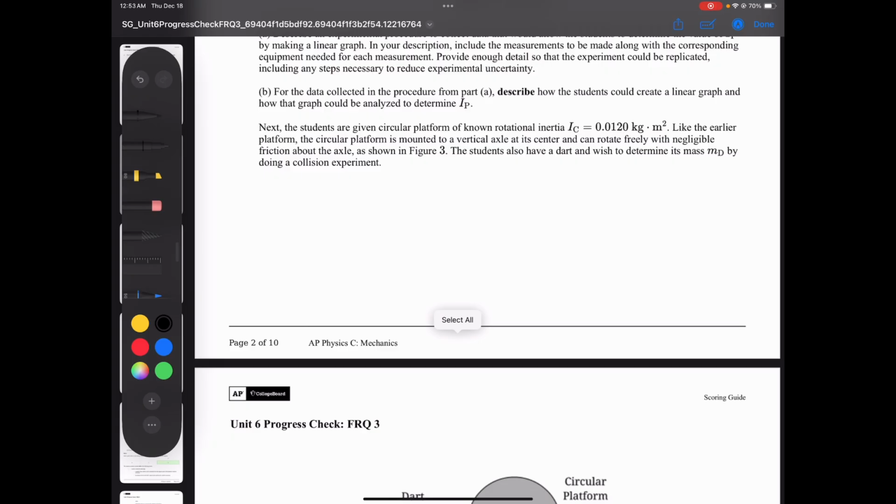So I know that the initial angular momentum is equal to final angular momentum, and I have the mass of the ball times launch velocity times d. That has to equal the final angular momentum. So that's going to be the moment of inertia of the platform. But it's also the moment of inertia, I'm sorry, the moment of inertia of the sphere.